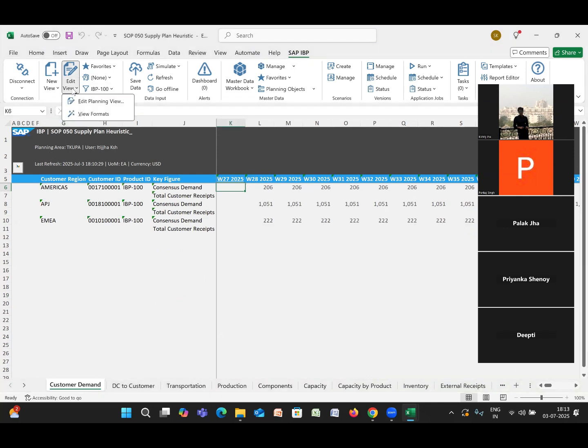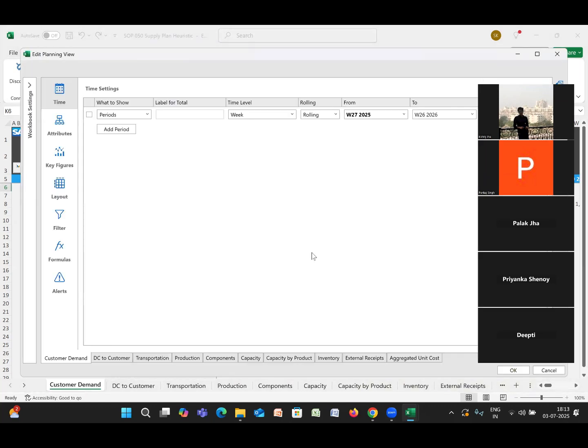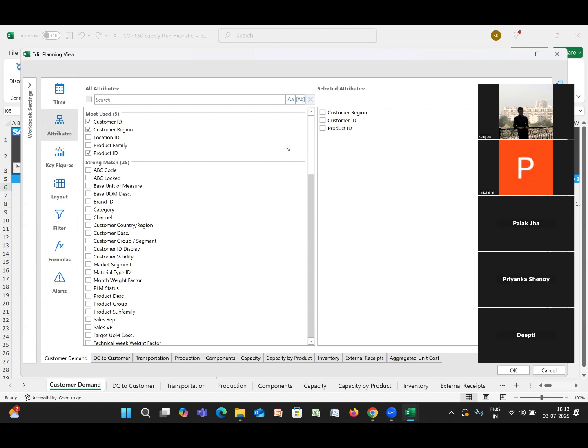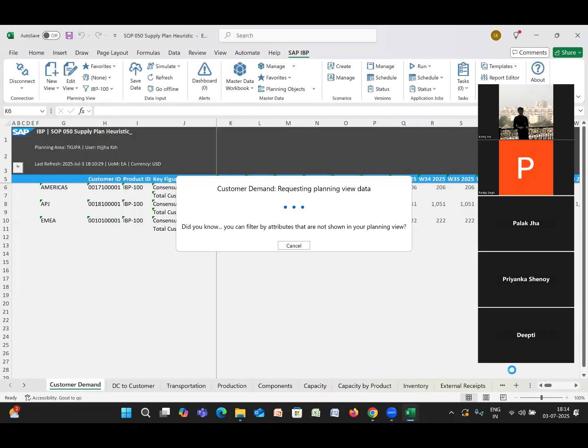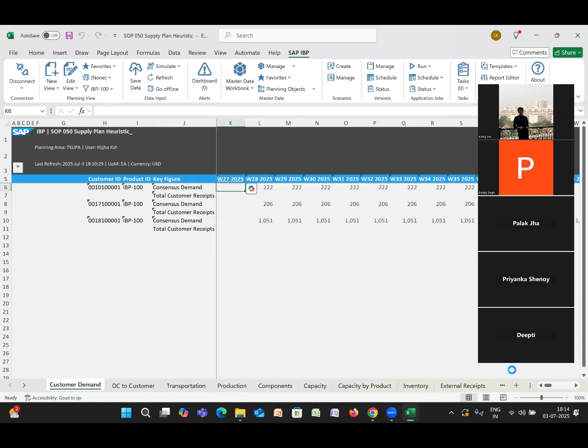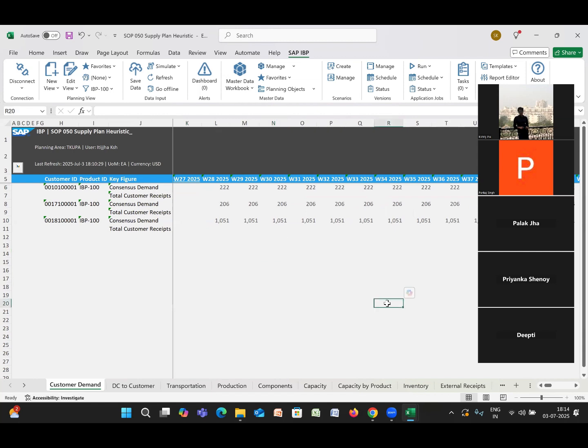We also don't need the customer resume. Okay, so this is the first step. We release the demand from demand planning. It has landed into a key figure. So the final demand plan quantity has landed into the key figure called consensus demand.